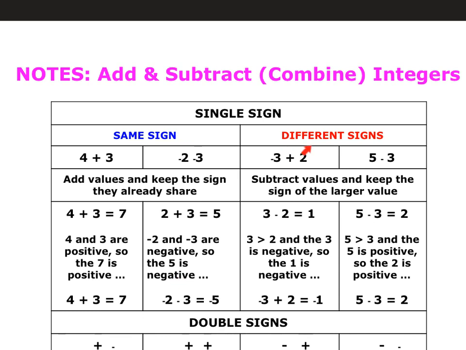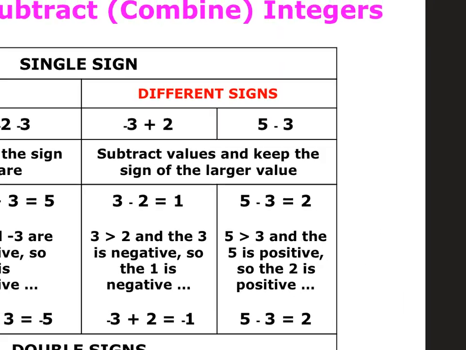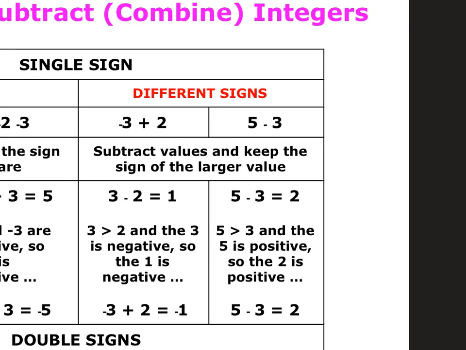Now we have different signs. So for different signs, we're going to do the following. -3 plus 2, one's a negative and the other integer is a positive, so they're different signs. Or here, 5 minus 3, the 5 is a positive and the 3 is a negative. The -3 is the same thing as 5 plus -3. You're going to subtract the values and keep the sign of the larger value.